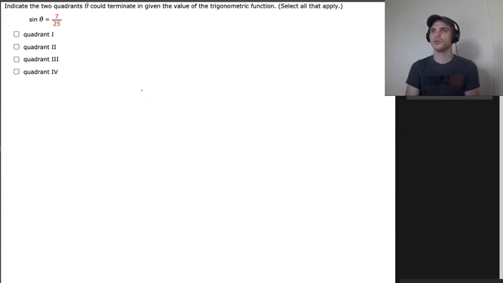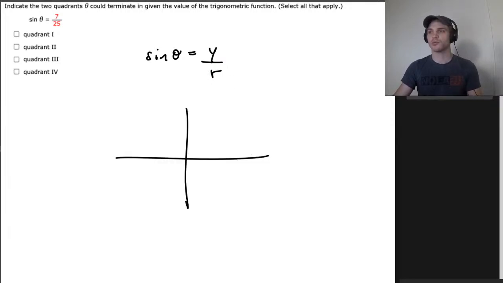Indicate the two quadrants theta could terminate in given the value of the trigonometric function. So here you see sine of theta is equal to 7 over 25. That's a positive number, so this is asking which quadrants sine is positive in. The definition of sine is y over r. Here y over r is positive, which means y has to be positive because r is always positive. So the two quadrants where the y coordinate of a point is positive are quadrant 1 and quadrant 2. You remember that from your algebra days.